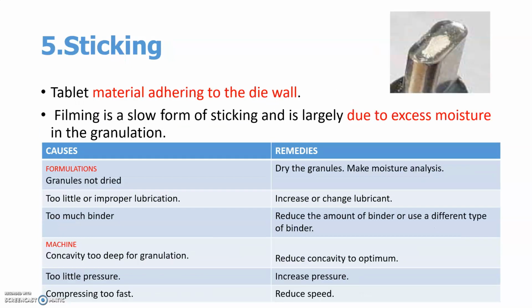Fifth one is sticking. Tablet material adhered to die wall. So it's very simple. Why is it adhered? Granules too dry, too little or improper lubricants, too much binders are used, too little pressure during the tablet compression, compressing too fast. Dry the granules, increase or change the lubricants, reduce the amount of binder or reduce the concavities, increase the pressure and reduce the speed of the compression. So these are some remedies of what we can overcome the sticking.